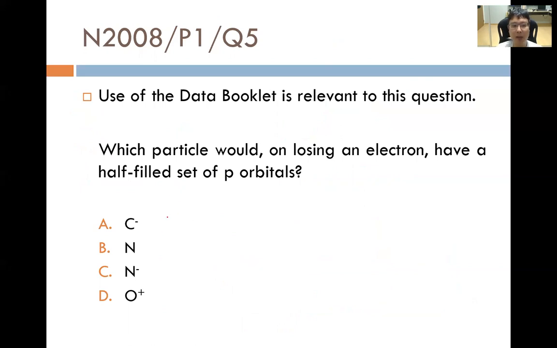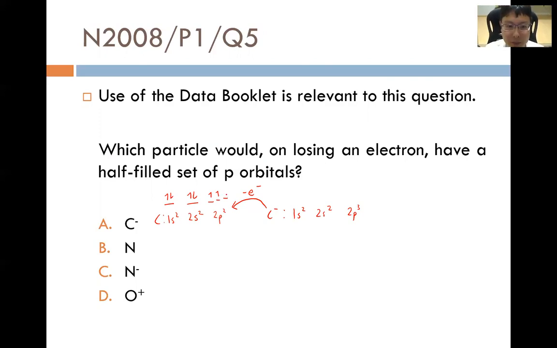So for C-, we have 1s2, 2s2, and 2p2. This would be the carbon atom. And since it's the C- ion, it will have 1 more electron than the carbon atom. And therefore the C- will be 1s2, 2s2, and 2p3. However, it says that on losing an electron, if the C- were to lose an electron, it would arrive at the carbon atom. And for the carbon atom, this is 1s2, 2s2, and 2p2, it will only have 2 electrons in the set of p orbitals, and it will not have a half-filled set of p orbitals.